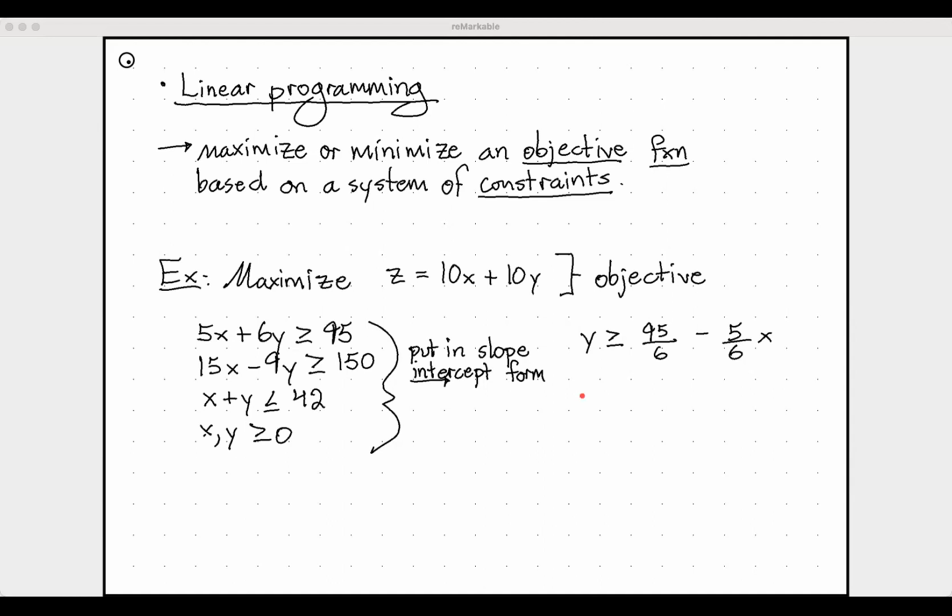Okay, second equation. Let's see, I could subtract 15x to the other side and then divide everything by -9. And I would get that y is, be careful here, if I'm dividing everything by -9, I'm going to have to switch my inequality direction. So y is less than or equal to 150 over -9 minus 15 over -9x.